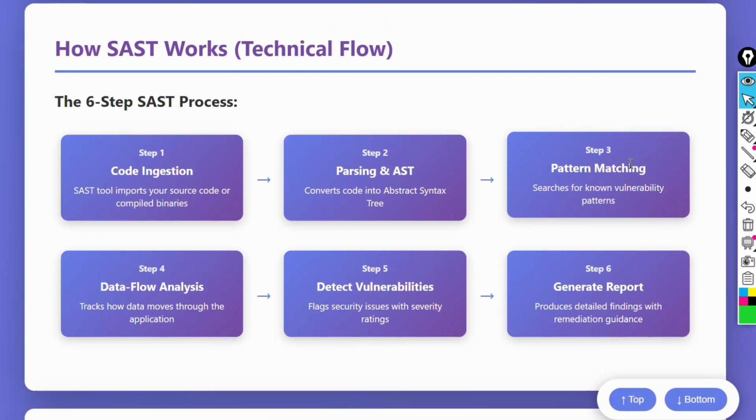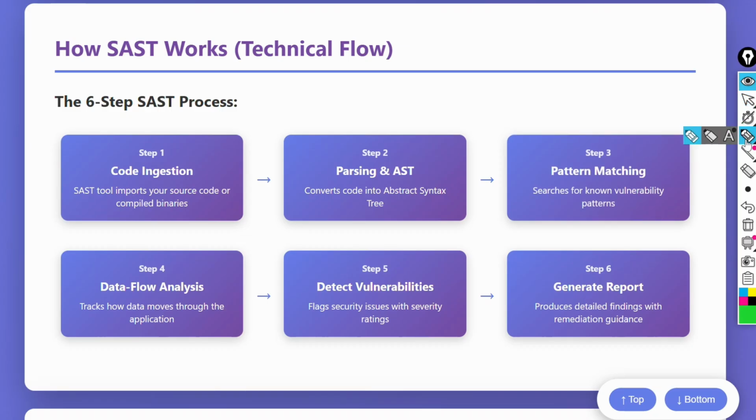Now let us see how SAST works. That means what is the technical flow behind the scenes, how exactly it works as a scanner. Here are the high level 6 steps of the process. At step 1 it starts with code integration, where the SAST tool first imports your source code or even compiled binaries. That means it takes in the code you have written or the developer provided, so it can start analyzing that code. And then the second step is parsing and AST.